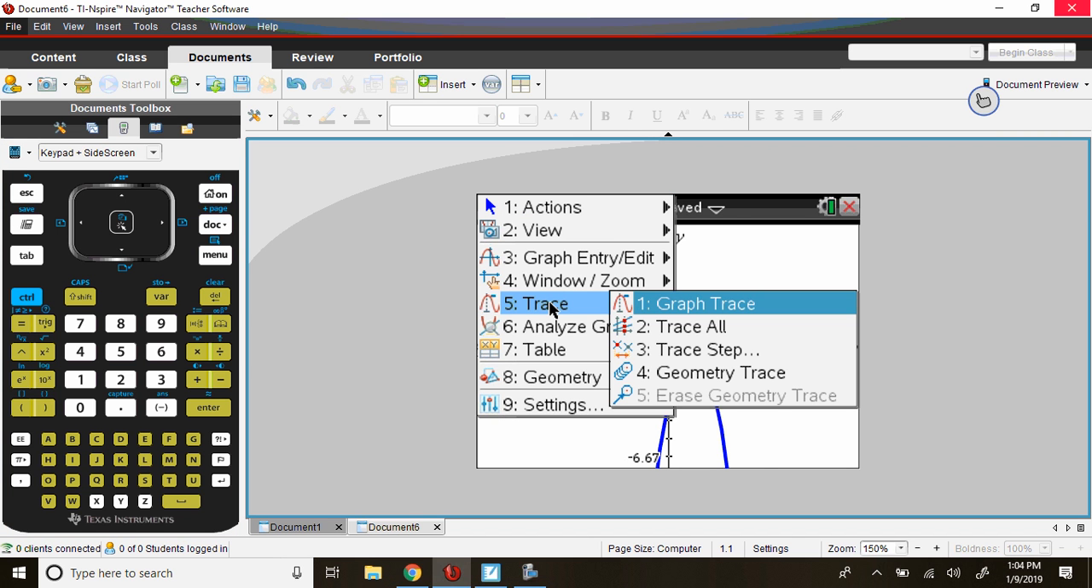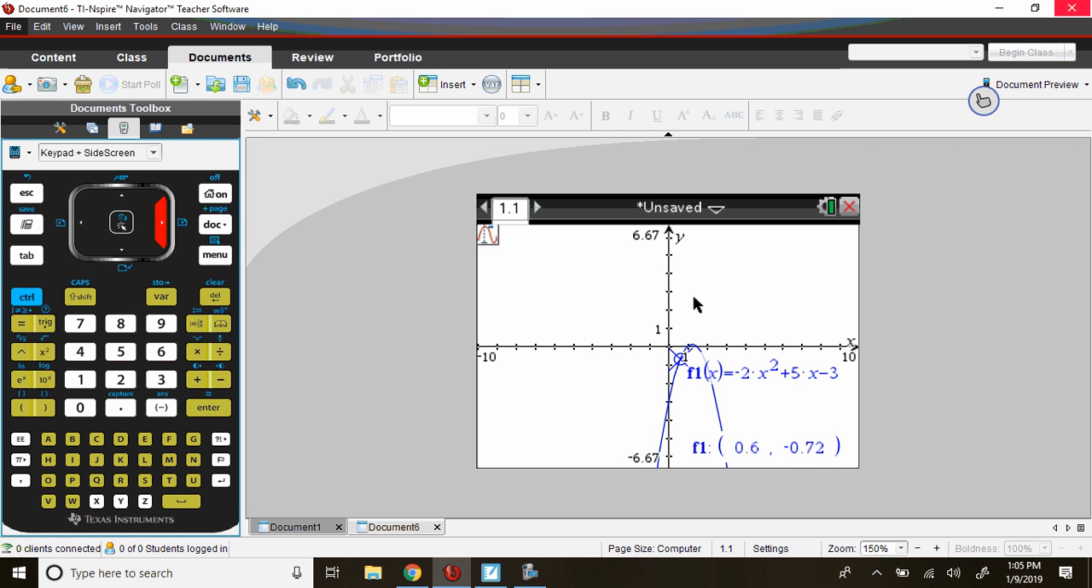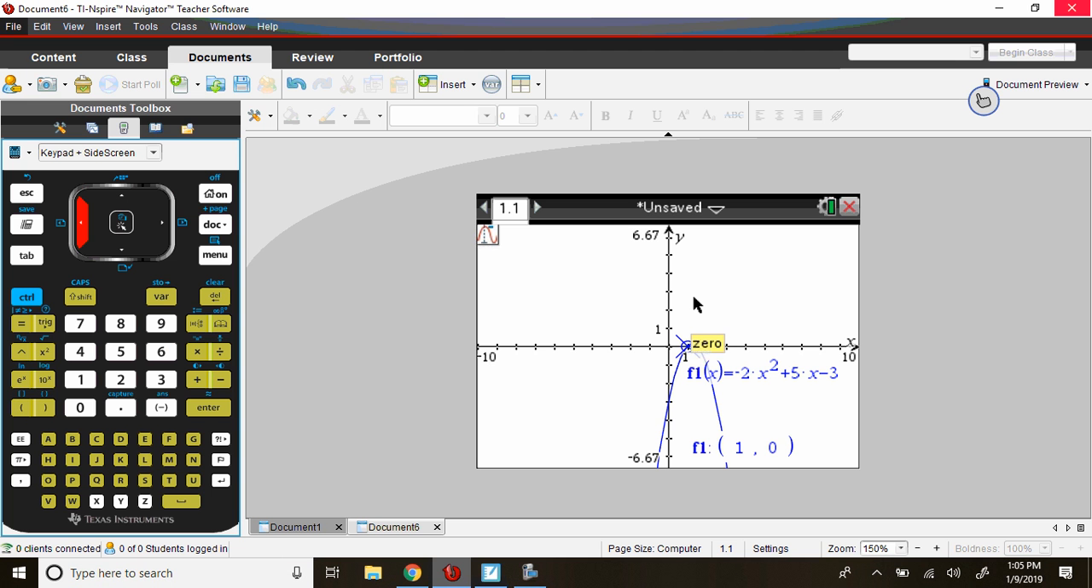Watch what happens when you press that. It snaps right to the y-intercept. That's pretty cool. And all we got to do is use our directional pad, just cursor over. And the cool thing is that the calculator will stop at some cool points. It tells us one of our x-intercepts is 1, 0. So my one x-intercept is the point 1, 0. Remember, an x-intercept and a 0, they're the same thing.